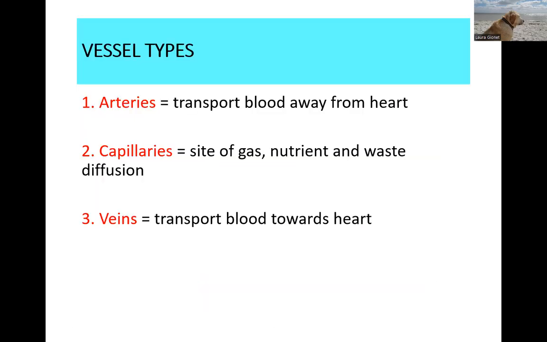Okay, so the vessel types, we have arteries. Basic definitions: arteries transport blood away from the heart. Capillaries is that branching network we just looked at. That's a site of gas exchange, nutrient, and waste diffusion. And veins transport blood back to the heart.